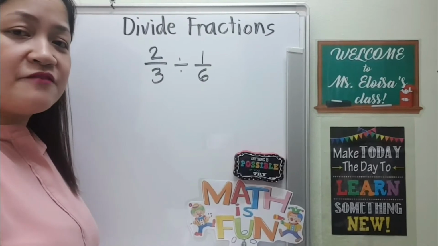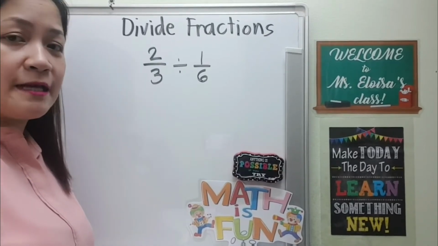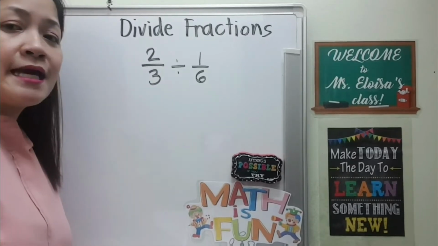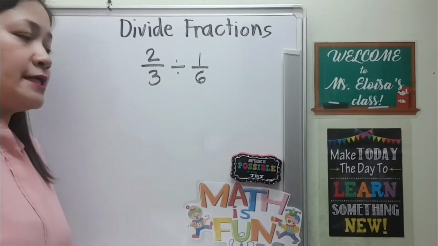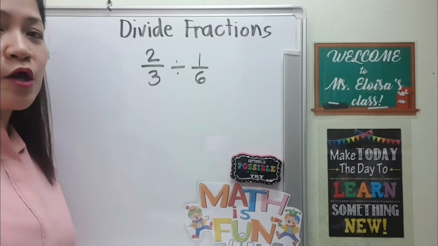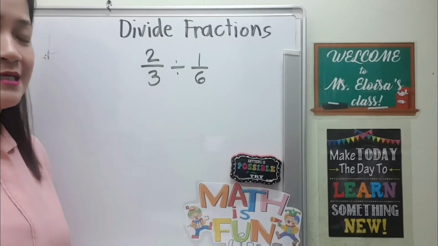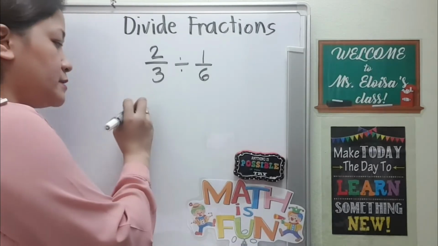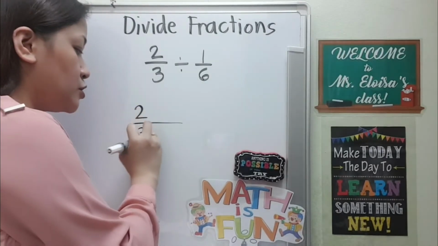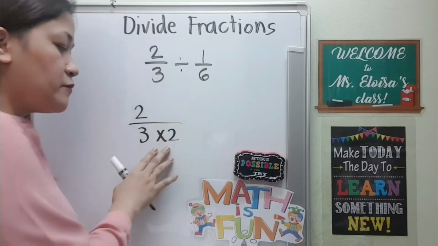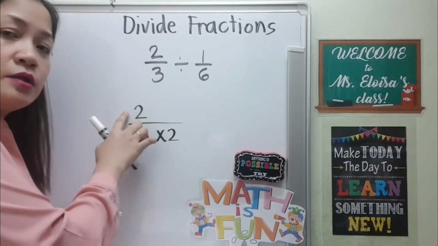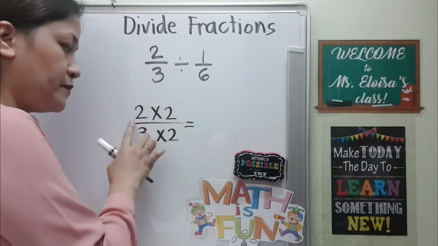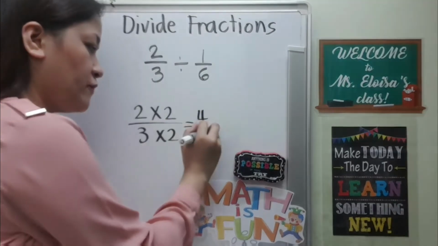Another way to divide fractions is to use a common denominator. So our denominators are 3 and 6, and our common multiple is 6. So that means our common denominator will be 6. So we will make this 6. And to make it 6, we will multiply it by 2. Remember, whatever we do with the denominator, we must do also with our numerator. So 2 will be multiplied by 2. That will give us 4/6.